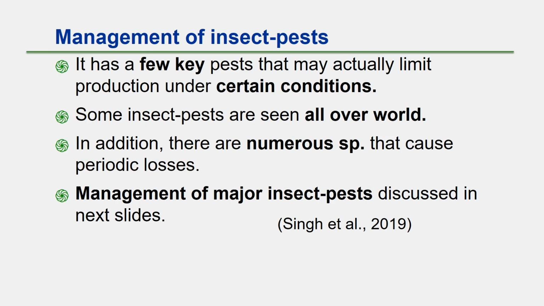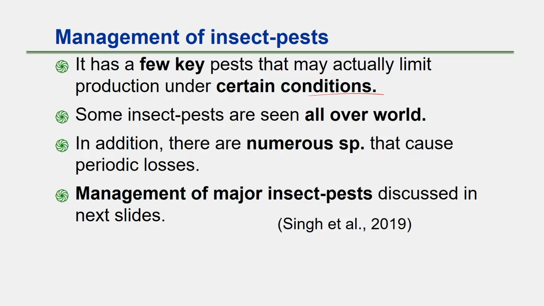So, management of insect pests is also important because these insect pests can cause losses to the crop. They can also cause decrease in quality as well. So, it has got a few key pests that may actually limit production under certain conditions. Some insect pests are seen all over the world, means some are common across the countries, and in addition there are numerous species that cause periodic losses. Management of major insect pests is now discussed before you.